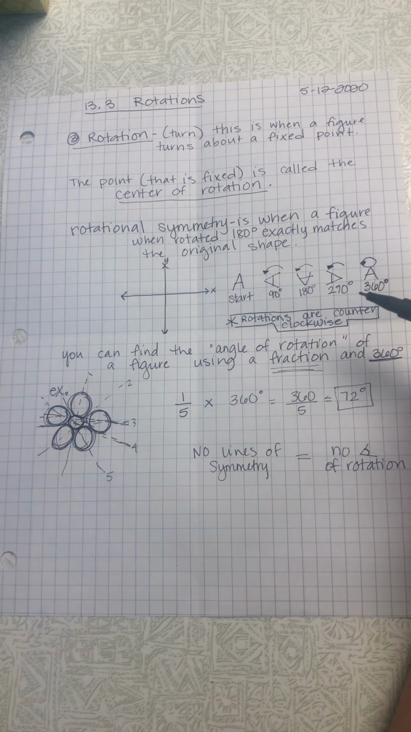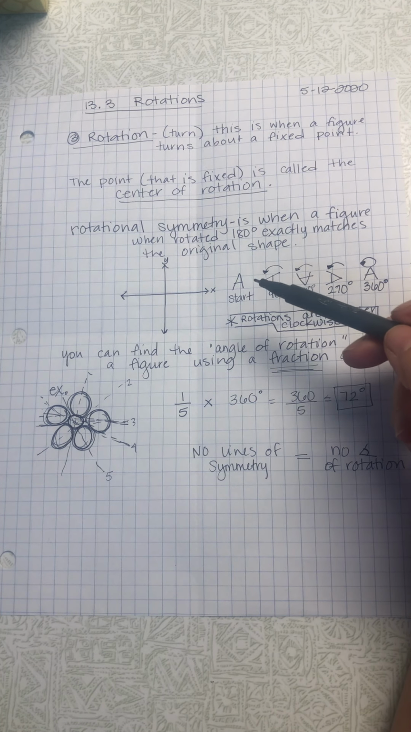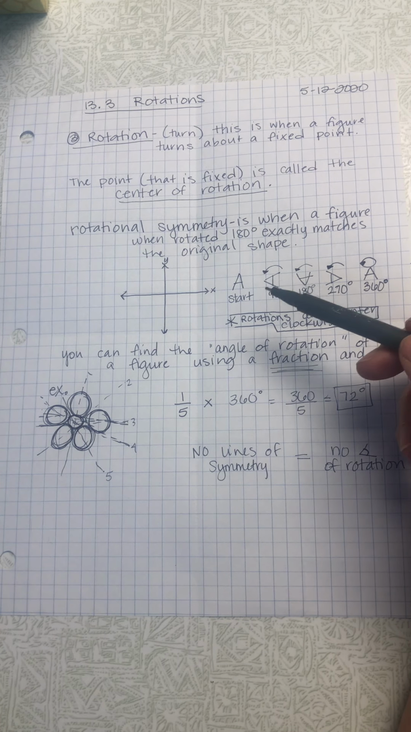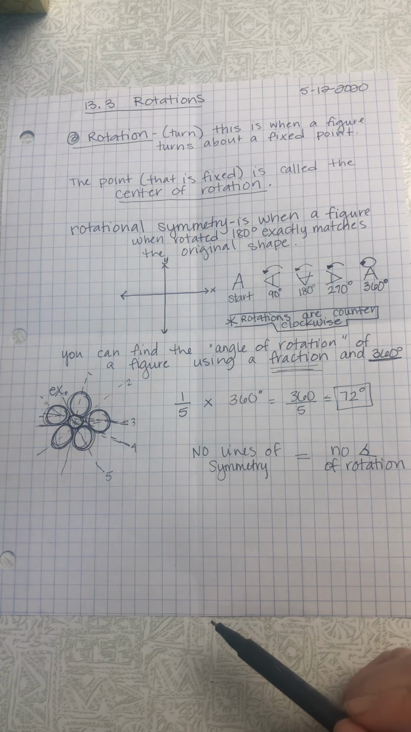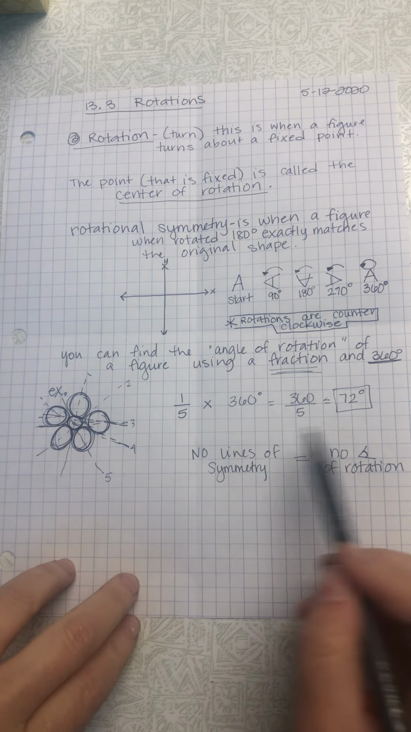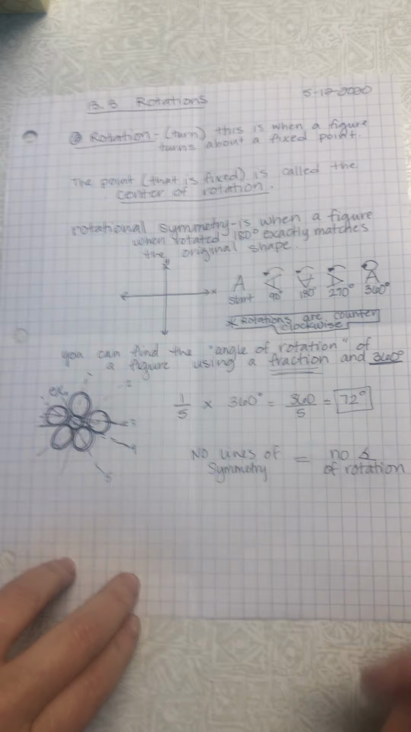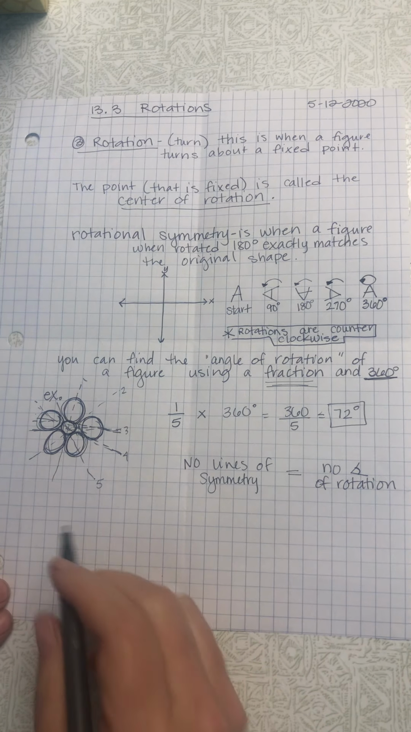So if we were to pick, let's see, when we did names, right? The letter R. There's no line of symmetry in R. Therefore, it doesn't matter how many times we turn it, unless we do a full turn. That's the only time it's going to be on top of itself. It's the only time it's going to match completely. Okay?